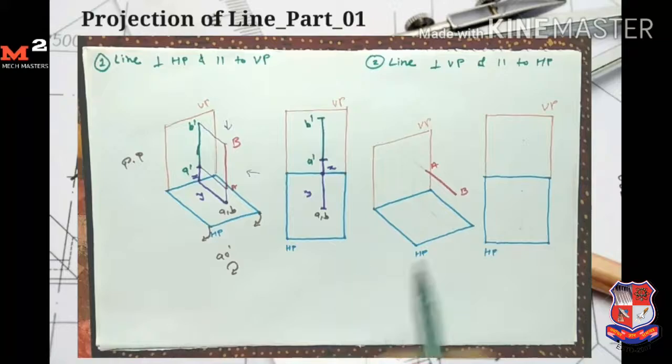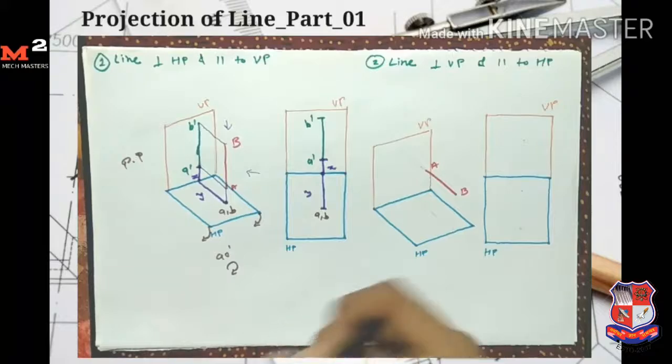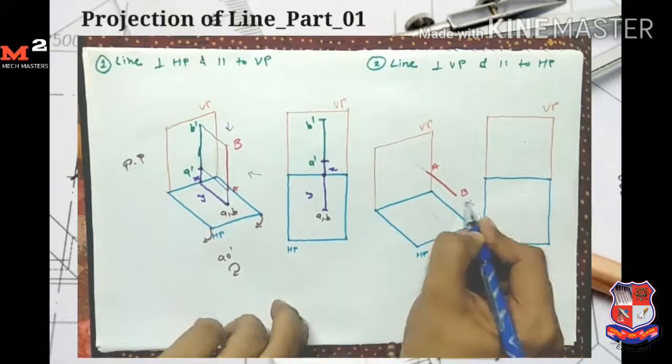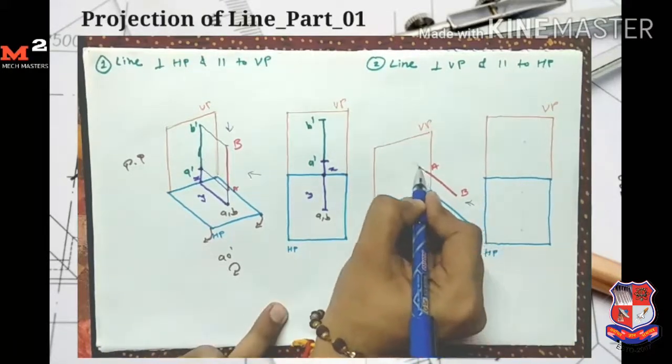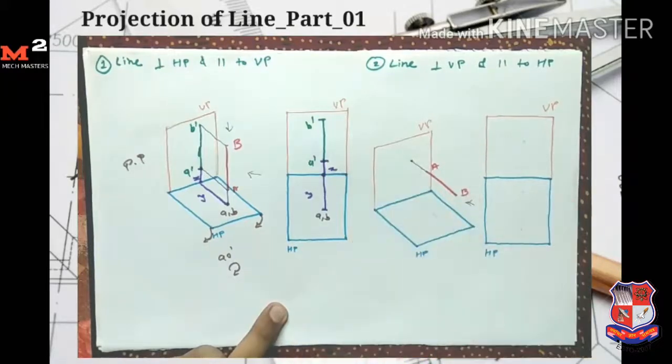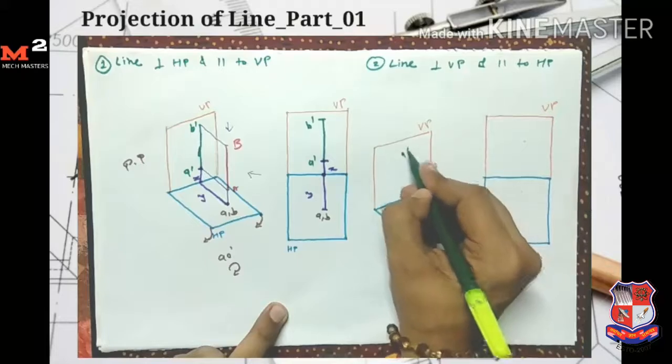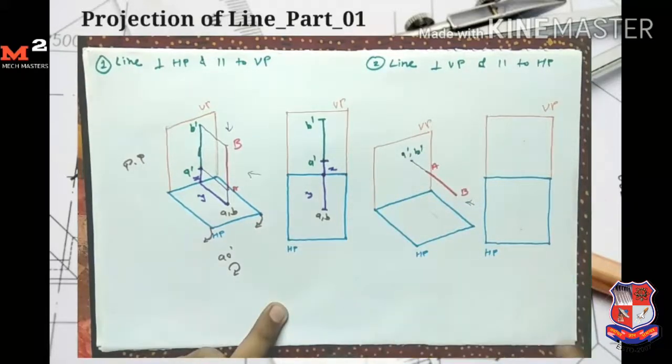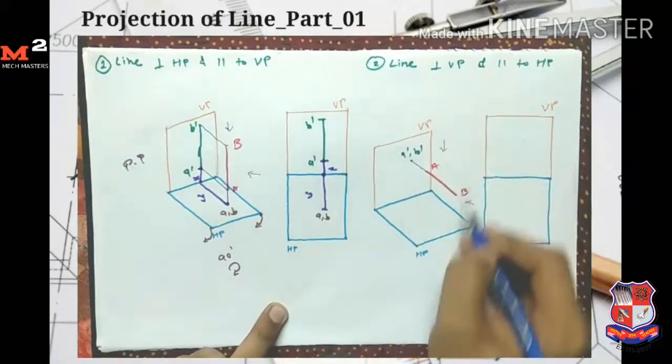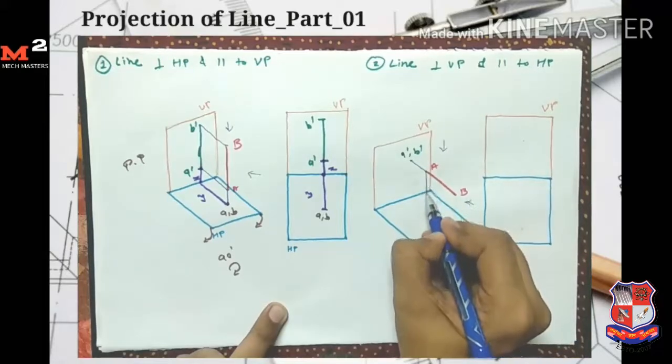Okay, let's see the second case. The second case is the line is perpendicular to VP and parallel to HP. So if I see from this side, I get its projection on the vertical plane here. Here I get its front view, and I give the name A dash B dash. And if I see from the top, then I get the projection on the horizontal plane here.